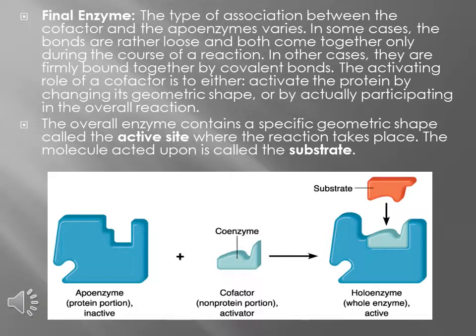Final enzyme. The type of association between the cofactor and the apoenzyme varies. In some cases, the bonds are rather loose and both come together only during the course of a reaction. In other cases, they are firmly bound together by covalent bonds. The activating role of a cofactor is to either activate the protein by changing its geometric shape or by actually participating in the overall reaction. The overall enzyme contains a specific geometric shape called the active site, where the reaction takes place. The molecule acted upon is called the substrate.